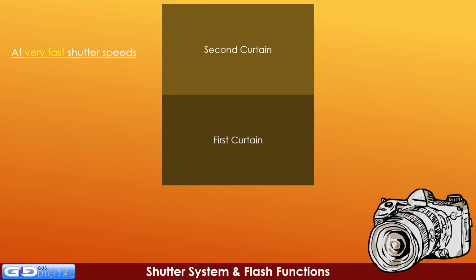At even faster shutter speeds, the process is similar, except that the second curtain chases the first one immediately. This results in a small slit of opening moving down the sensor, so that exposure could be completed blindingly fast. Let us watch it now.